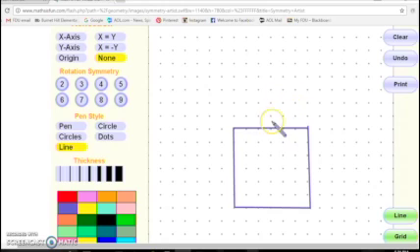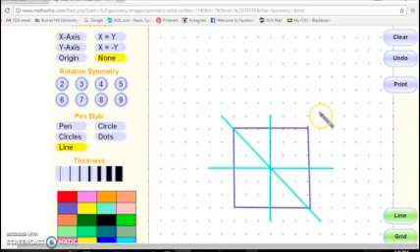If we draw a vertical line, both halves of this figure match exactly. If we draw a horizontal line, the top and the bottom of this figure match exactly. If we draw a diagonal line, the two halves match exactly. And if we draw another diagonal line, the two halves match exactly. This figure has 4 lines of symmetry.